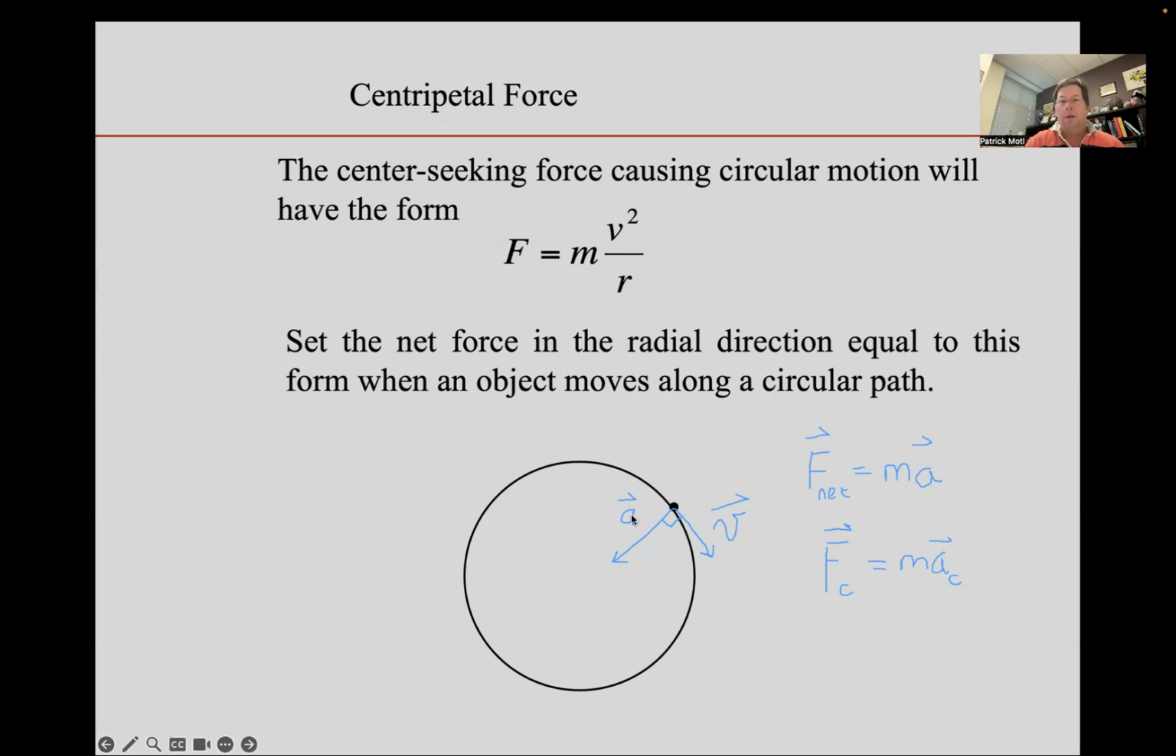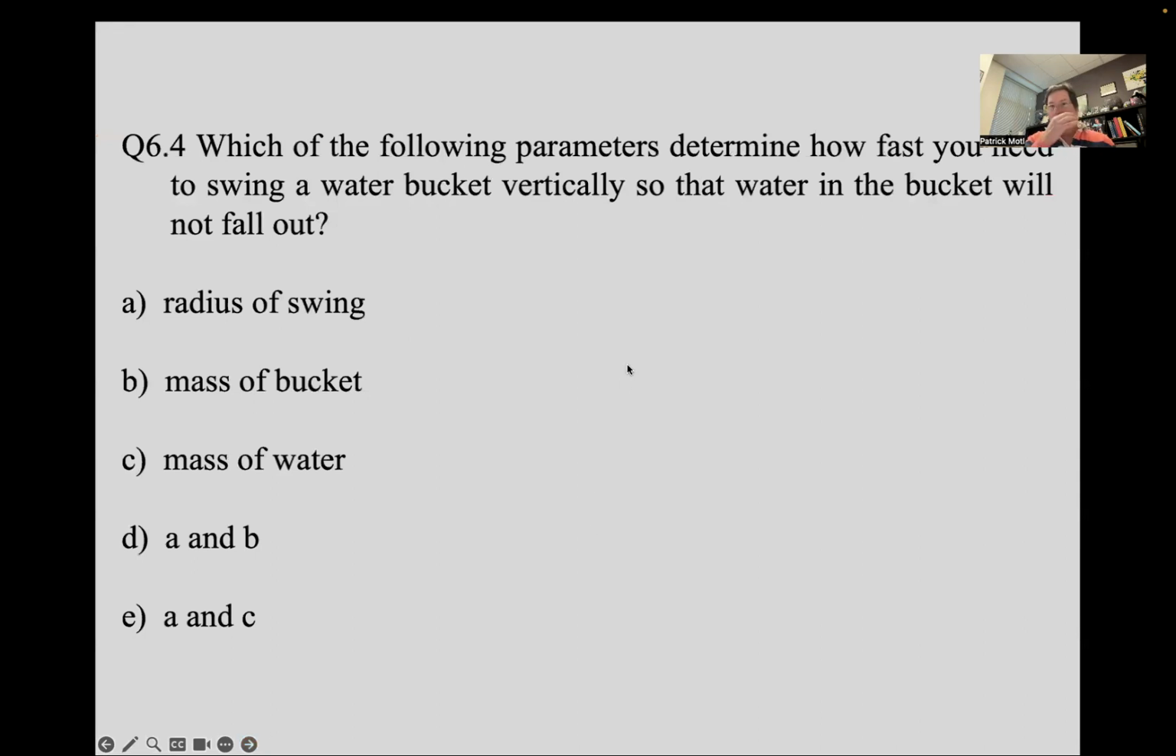Let's clean this up a bit. And let's try some questions. Which of the following parameters determines how fast you need to swing a bucket of water vertically so that the water in the bucket will not fall out? So does your answer to that depend upon the radius of the swing, mass of the bucket, mass of the water, A and B both, or A and C both? So think about what you think the answer is, and then we will talk about it.